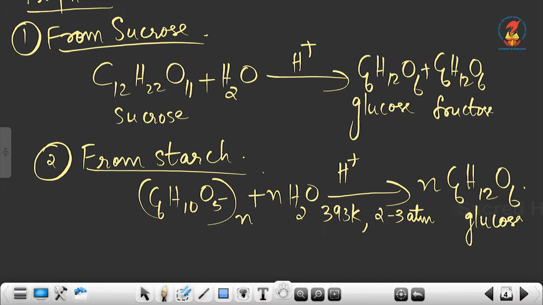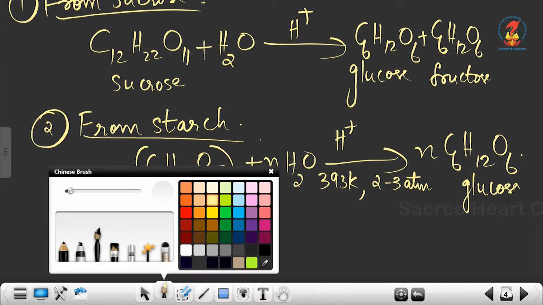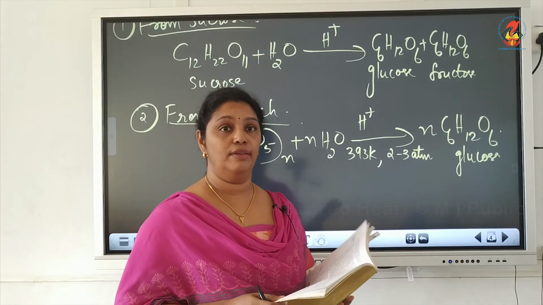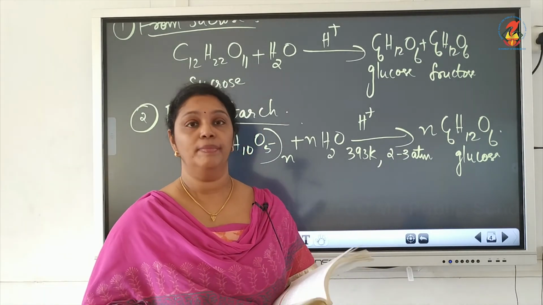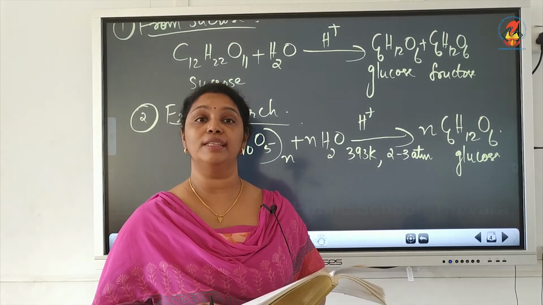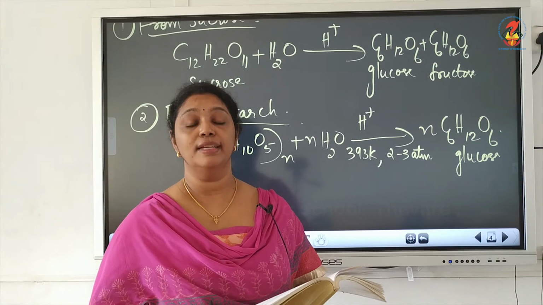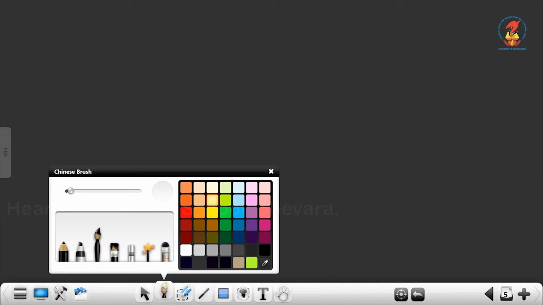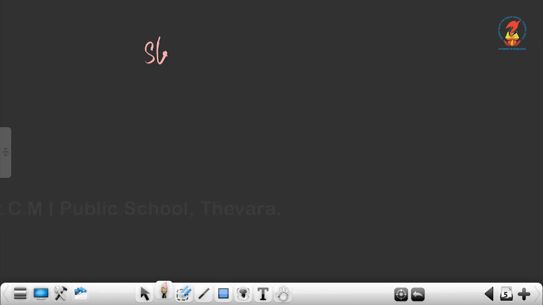Okay, so these are the two methods, and from starch is the commercial method for the preparation of glucose. Now, next let us discuss the structure of glucose. So, only two methods for the preparation. Now, next, structure of glucose.